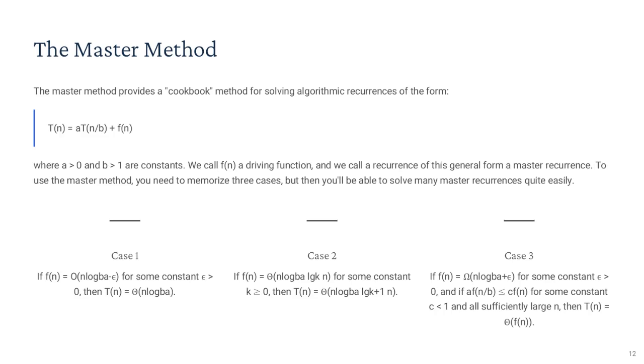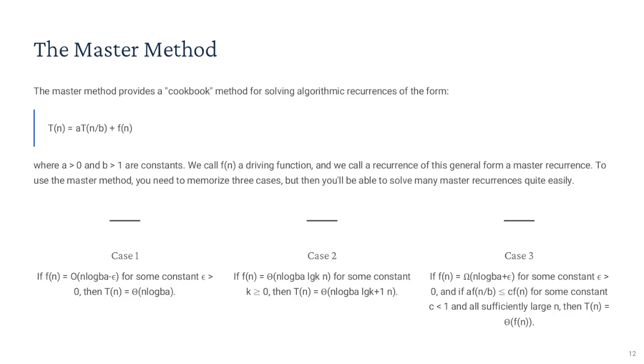The master method is a practical cookbook solution for solving recurrences of the form T(n) = a T(n/b) + f(n), where a and b are constants, and f(n) is the driving function. The method involves 3 cases based on the growth rate of f(n) compared to n to the power of log base b of a.